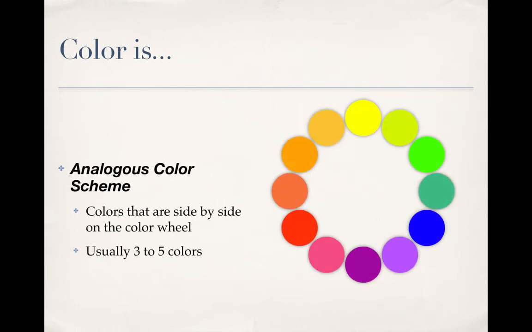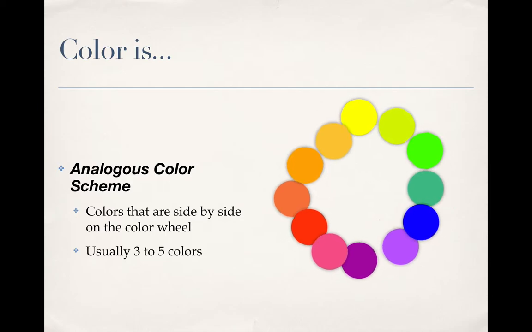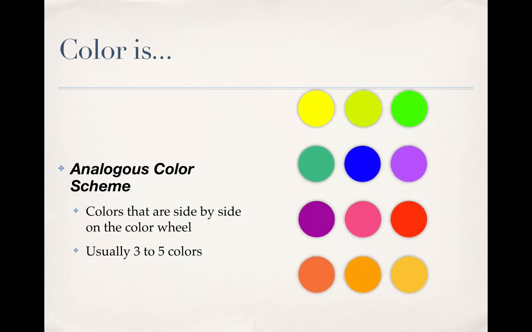The next one is analogous colors, and these are colors that are side by side on the color wheel. Usually we use three to five colors, and they all have a color in common. If I rip the color wheel apart a little bit here, I have colors that are right beside each other on the color wheel. They share a common color: you have the yellow, yellow-green, and green. They all have that yellow-green in common with each other.